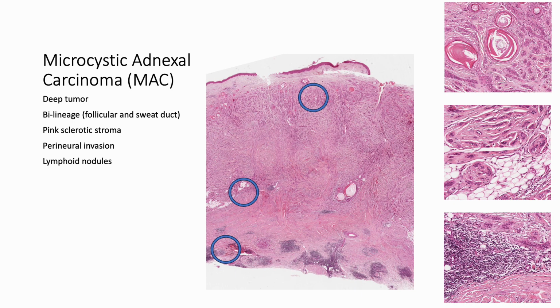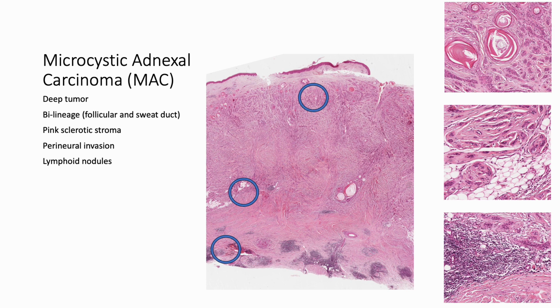This is an example of microcystic adnexal carcinoma, or MAC for short. And to be fair, if they want you to make the diagnosis of MAC, they should not give you a superficial punch or shave biopsy. They should give you an excisional biopsy to include very deep tissue, because to make the diagnosis of MAC, you need to see the entire lesion.